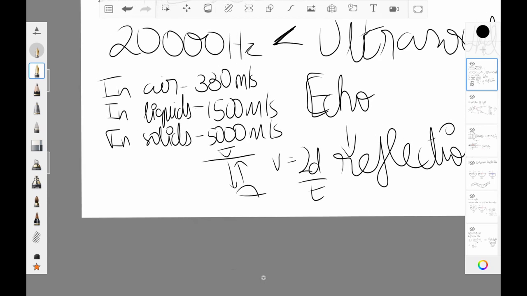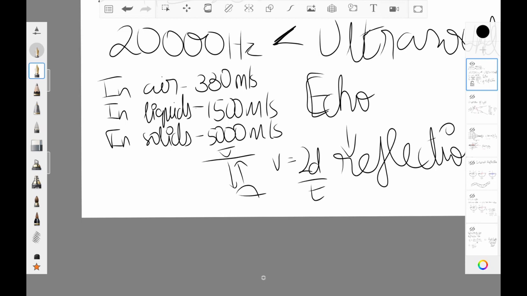And speaking of the speed of sound waves, in air, the speed of sound is 330 meters per second. In liquids, or usually water, it's 1500 meters per second. And in solids, it's 5000 meters per second. As you can see, as you go from a gas to a solid, the speed increases due to the increase in density between each of these states of matter.